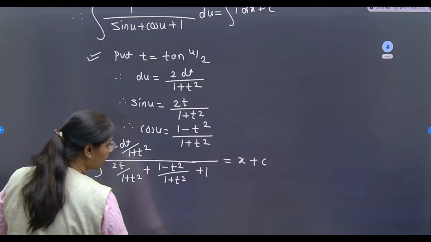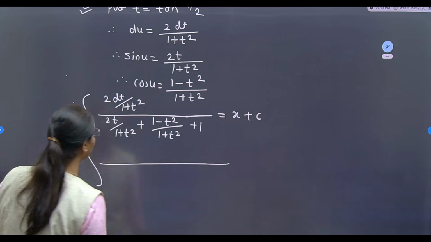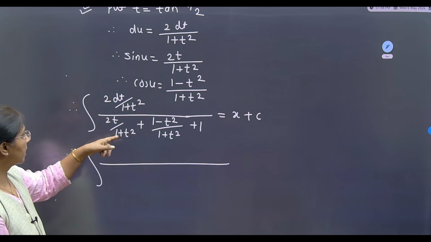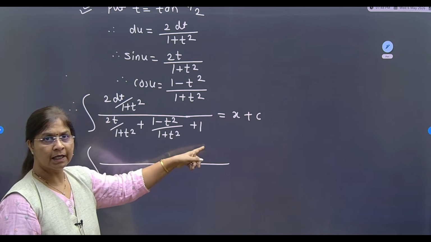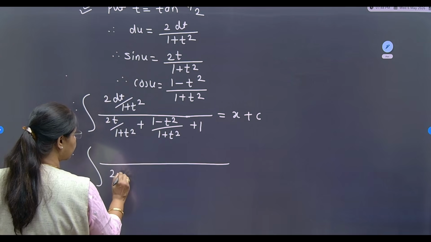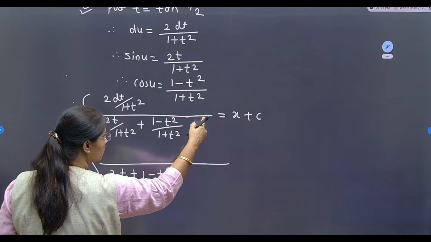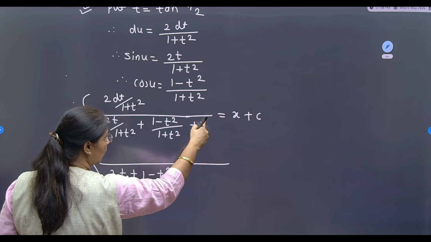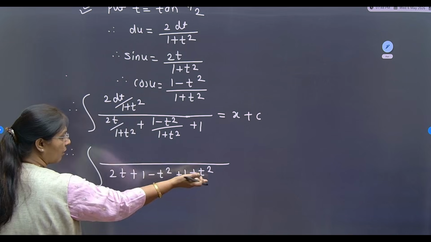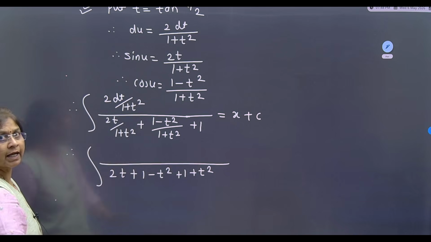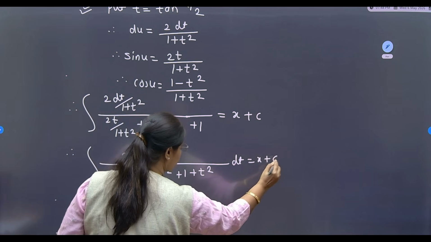Next, taking the LCM in the denominator, which is 1 + t². In the last term, multiply and divide by 1 + t². The denominator 1 + t² cancels. Therefore, we get the integral of 2 dt/(2t + 1 - t² + 1 + t²) = x + c.